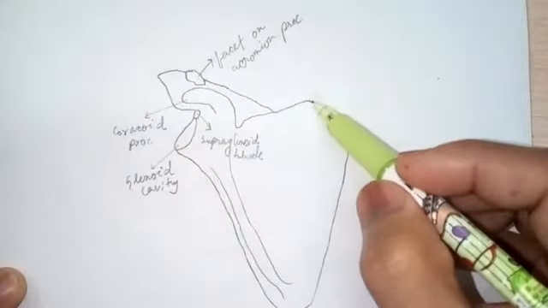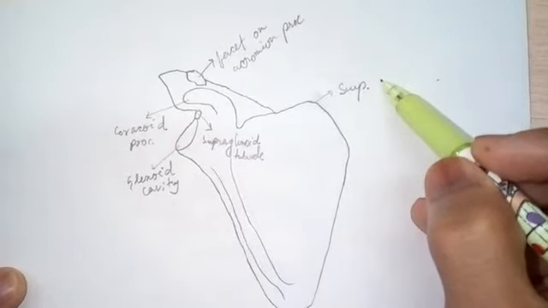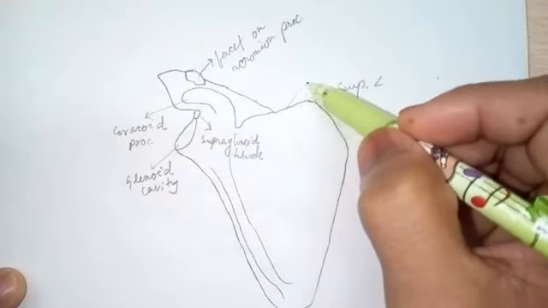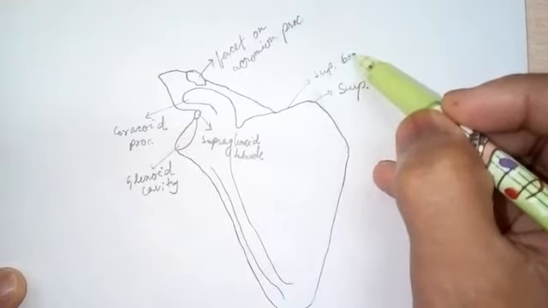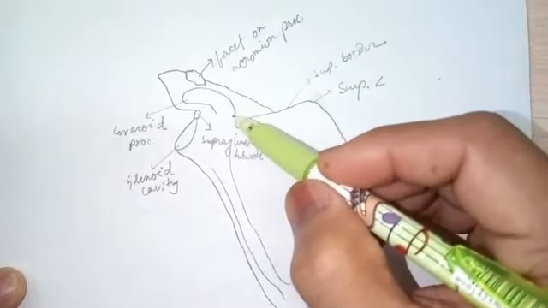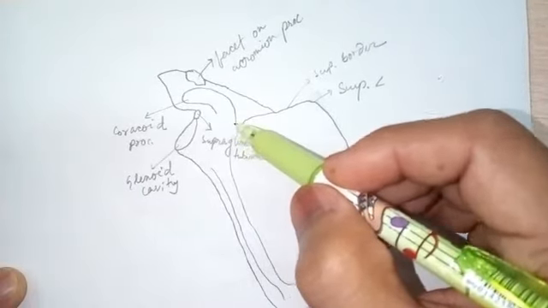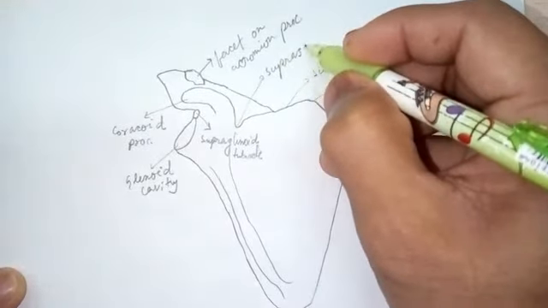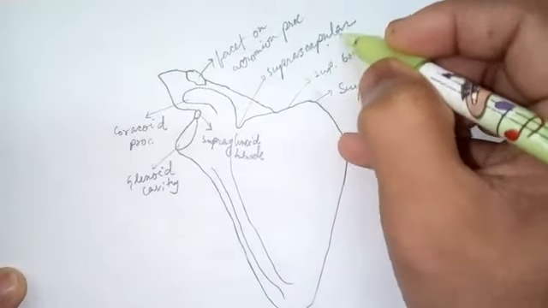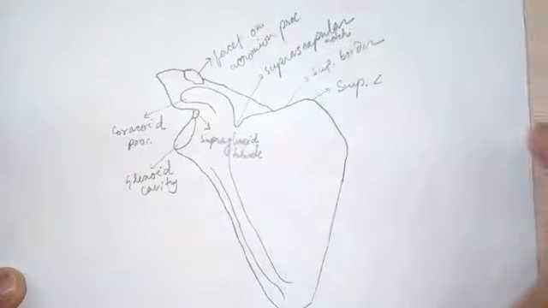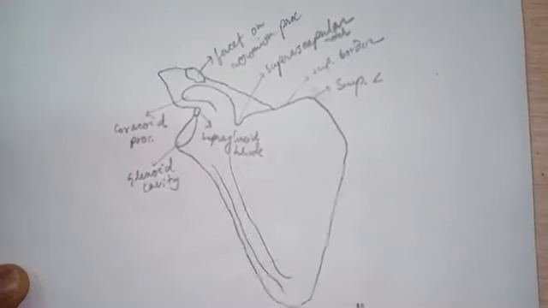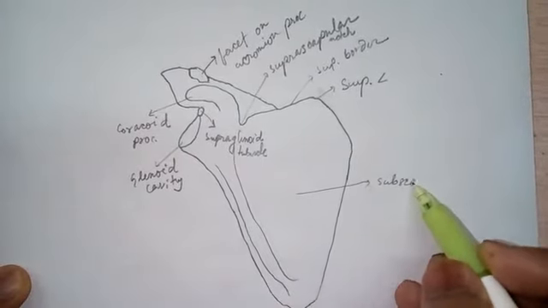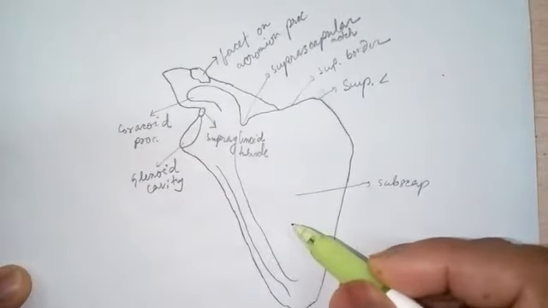And here you see this is the superior angle and the superior border. Here this is the superior border, and here we see the suprascapular notch. Okay, and we have the subscapular fossa. So this is the subscapular fossa, the whole area on the costal surface.